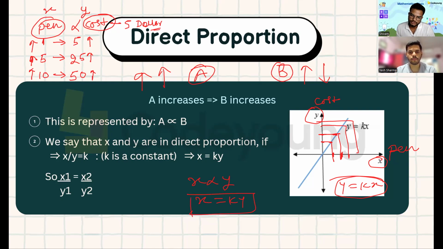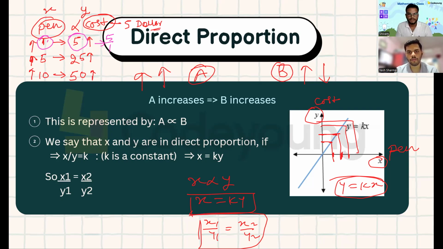because if you change the proportionality sign into an equality, then you have to use k as a constant. Now just take the ratio of both. So x1 by y1 equals x2 by y2. You can write it for two quantities. How? Let's say the first case was 1 pen at 5 rupees. Now can you tell me the ratio of 5 with 1? 5 upon 1.